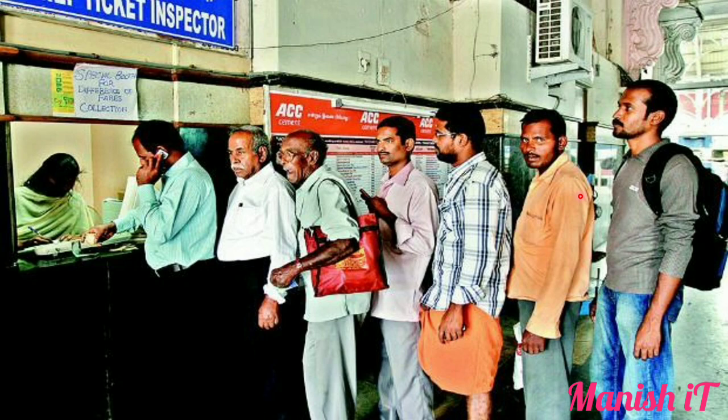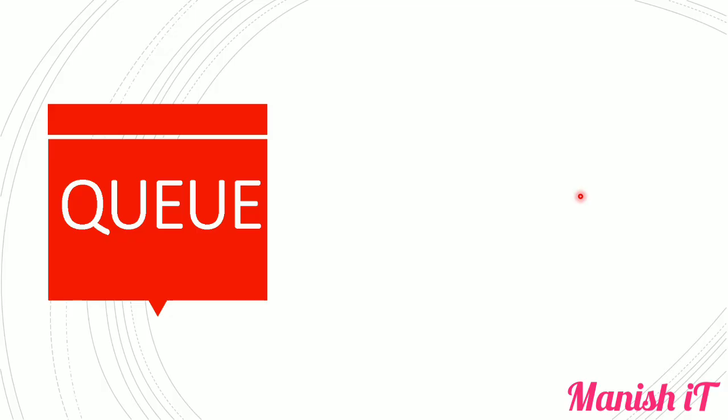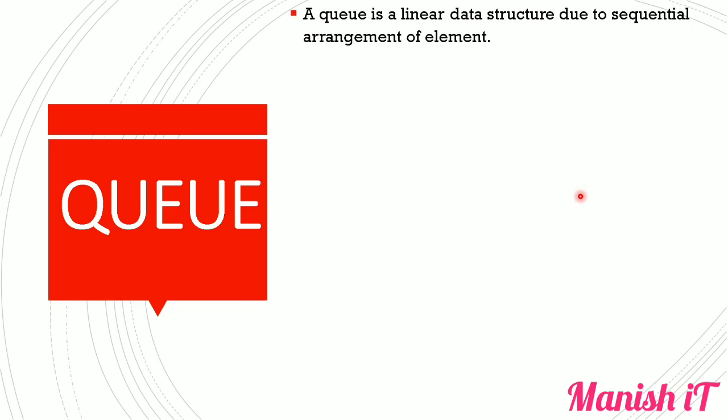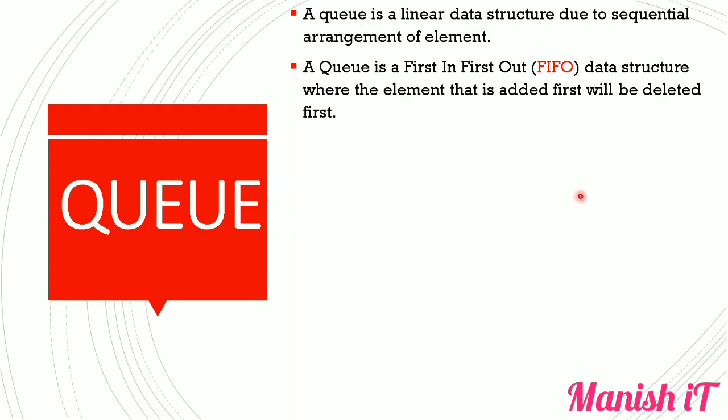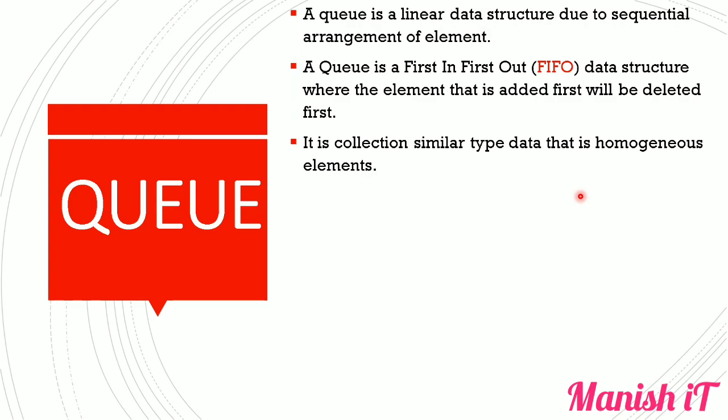Now, as we know, every structure has its own properties. Similarly, a queue also has its own properties. The first property: a queue is a linear data structure due to the sequential arrangement of elements. Next, a queue is a first in first out, that is FIFO, data structure, where the element that is added first will be deleted first. Next, it is a collection of similar type of data, that is, homogeneous elements. Next, the total number of elements in the queue is equal to rear minus front plus 1.